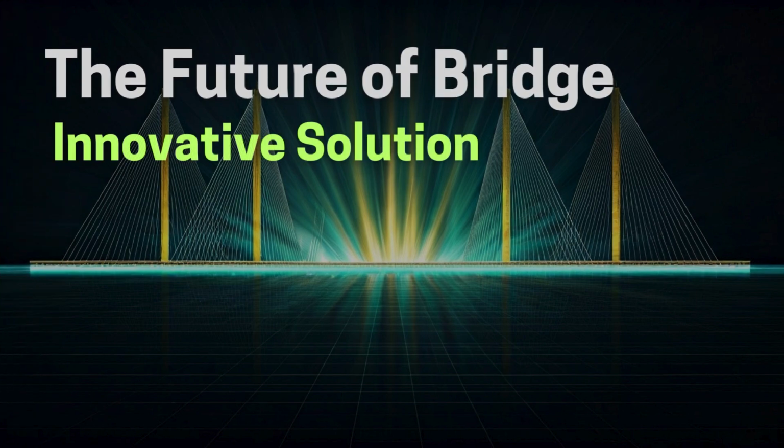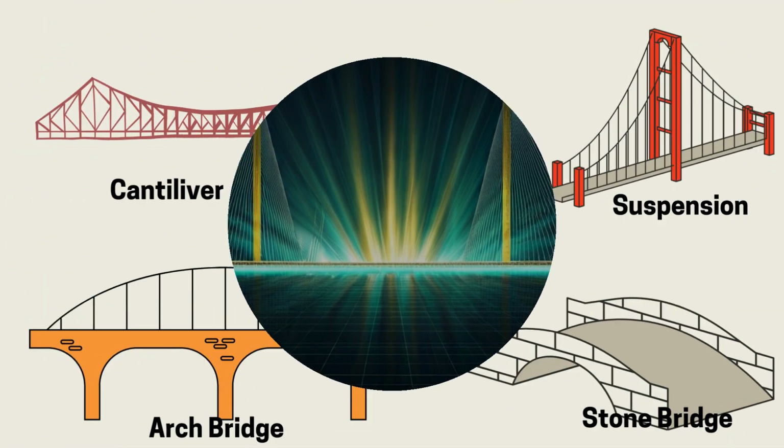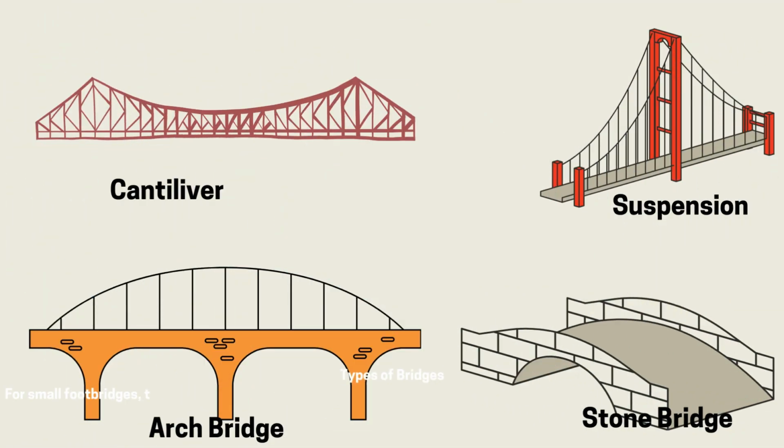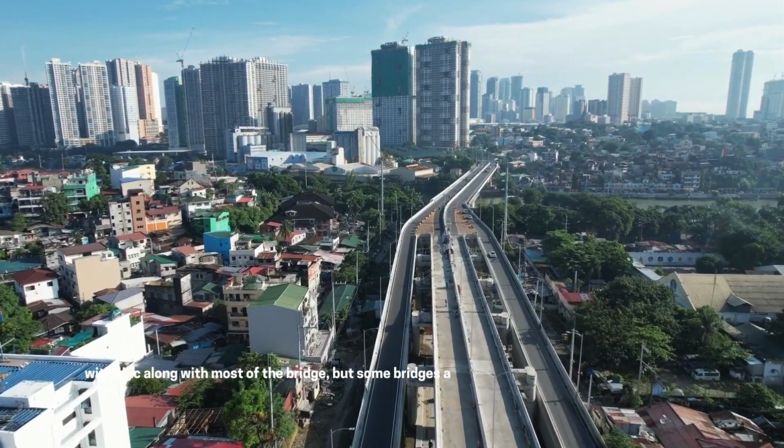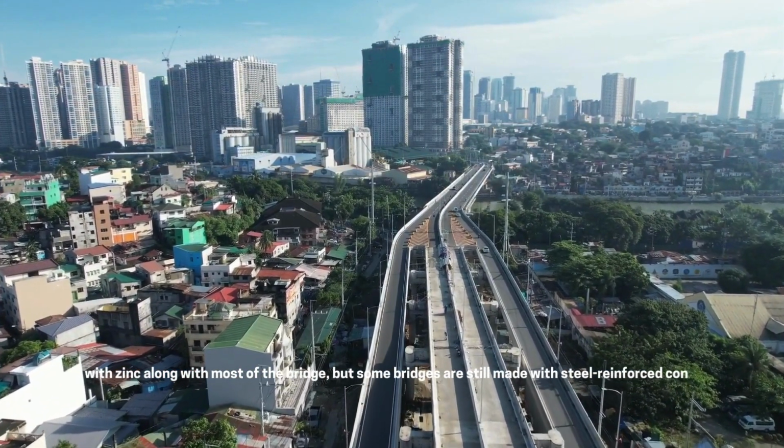The future of bridge: innovative solution. Types of bridges. For small footbridges, the cantilevers may be simple beams. However, large cantilever bridges are designed to handle road or rail traffic. Suspension: the cables are usually made of steel cables galvanized with zinc along with most of the bridge, but some bridges are still made with steel-reinforced concrete.